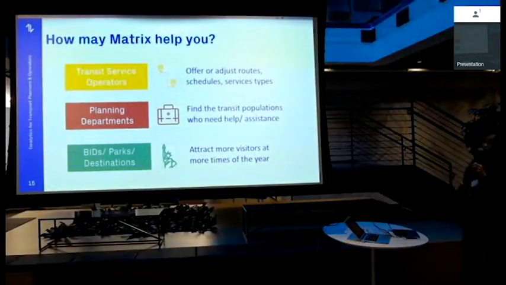All right, so just to sum up, I walked through three pretty much New York trivia questions, but a lot of those things are what our clients ask us as well. So from a transit service operator, we get a lot of questions of where should I offer services, when should I offer services. From a planning department perspective, who are the transit population that needs help and where are they commuting to and from. And I have the downtown districts, parks and destinations who are thinking about how do I attract more visitors? When should I do that marathon, for example?